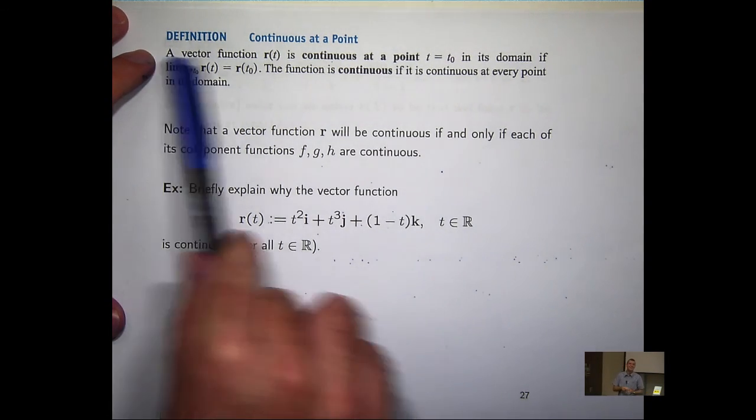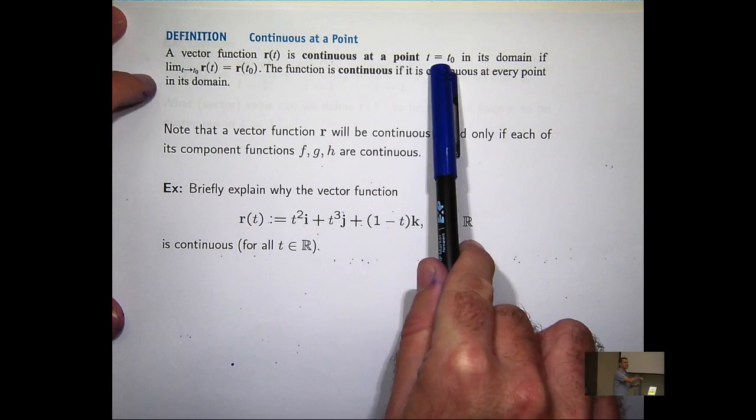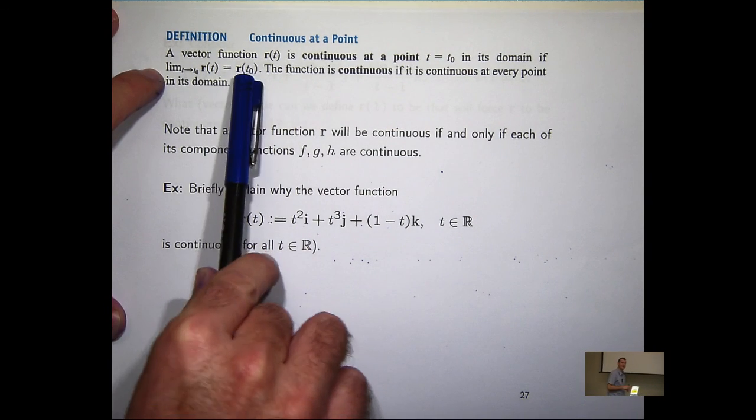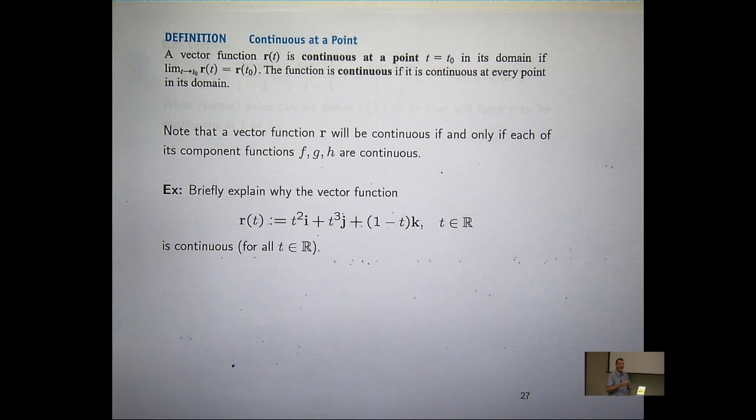So a vector function is continuous at a point, say t0 in its domain, if the limit of the vector function equals the value of the vector function at t0. Going back to the previous definition, the limit big L is actually the value of the vector function at t0, r of t0. And we use the slang: we say a function is continuous if it's continuous at every point in its domain.